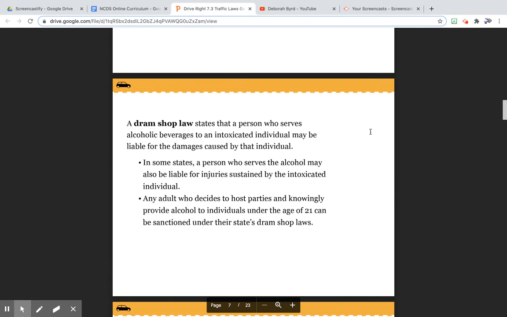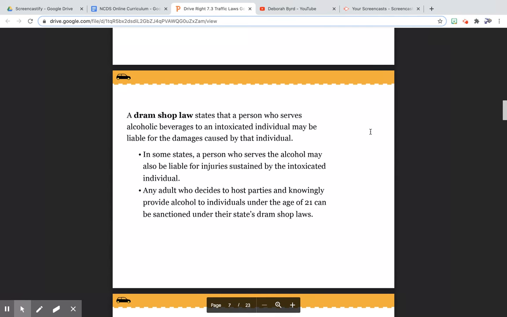A dram shop law states that the person who serves alcoholic beverages to an intoxicated individual may be liable for the damages caused by that individual. In some states, a person who serves alcohol may also be liable for injuries sustained by the intoxicated individual. Any adult who decides to host parties and knowingly provide alcohol to individuals under the age of 21 can be sanctioned under their state's dram shop laws.